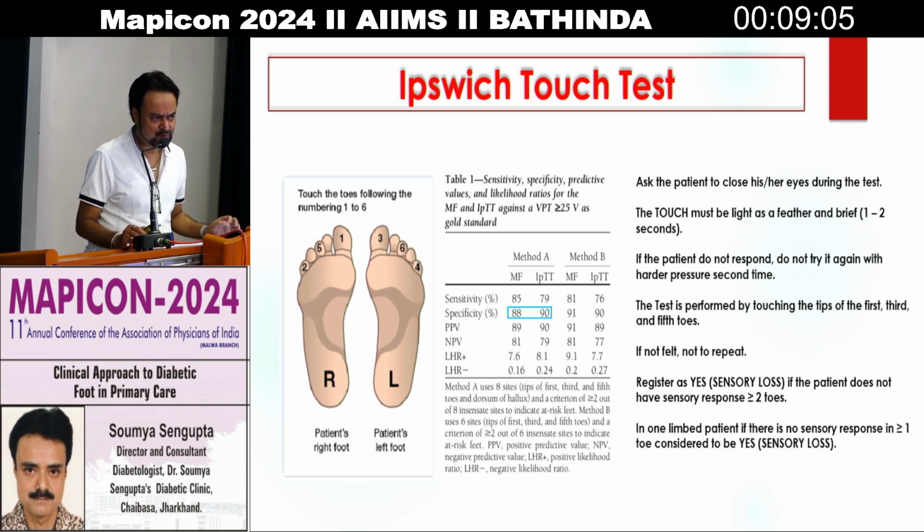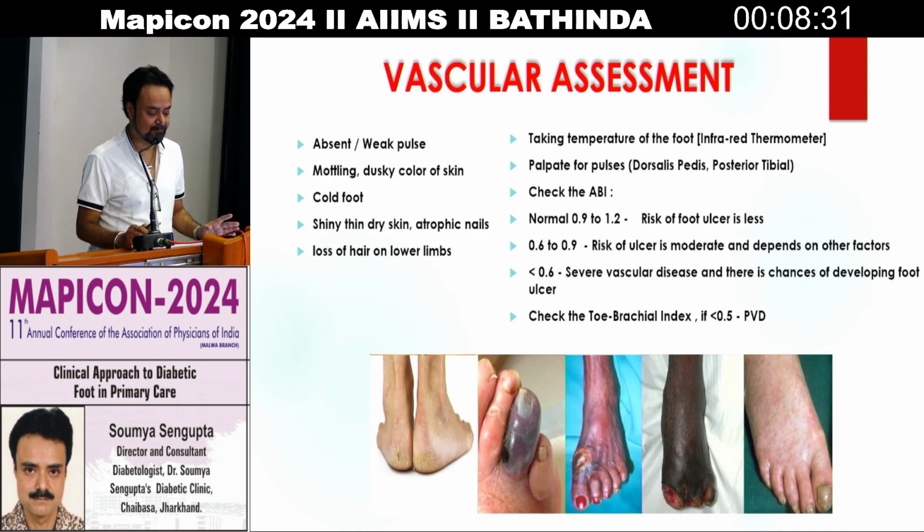This is another very useful tool. If you don't have a monofilament, this is a very useful tool, and specificity and sensitivity wise, it's on par with the monofilament. Ask the patient to close his or her eyes during the test. The test is performed by touching the tip of the first, third and fifth toes. Very gentle. If they don't feel it, do not repeat. Register yes, that is sensory loss, if the patient does not have a sensory response in more than 2 toes. In a one-limb patient, if there is no sensory response in more than 1 toe, it is considered to be yes, that means sensory loss.